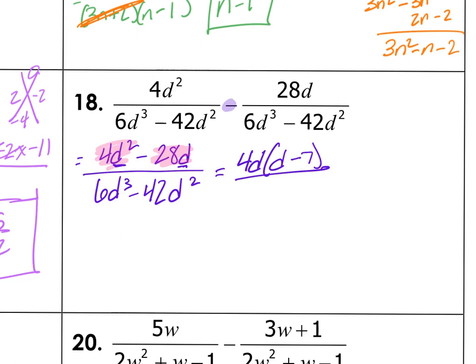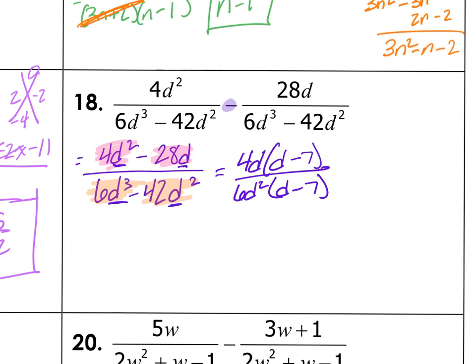Now we're going to do the denominator, and I have 6d cubed and 42d squared. So what goes into 6 and 42? I'm pretty sure 6 does. And I have a d cubed and a d squared, so the most amount of d's I can take out is d squared. So if I take a 6d squared out of 6d cubed, I get 1d left. And if I take a 6d squared out of 42, I'm pretty sure I get a 7 left again. So that would be d minus 7.